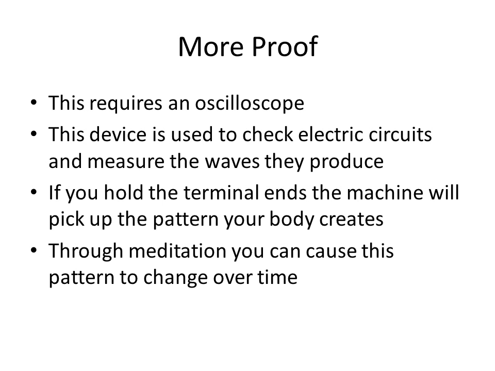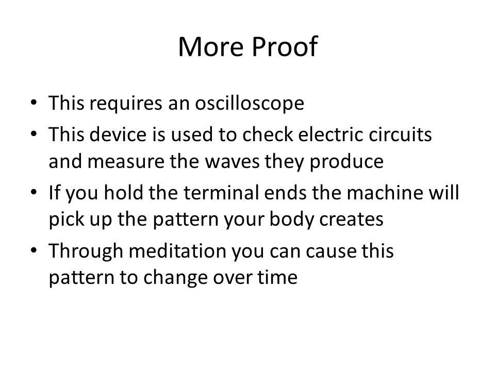You get more proof with an oscilloscope. This is a device that is used to check electronic circuits and measure the waves they produce. It can also tell if a circuit is working correctly or incorrectly. These devices can range anywhere from $100 to several thousand. It all depends on how sophisticated and how many different types of tests you wish to run. Now, just like a multimeter, you hold one terminal in each hand, and it will pick up the pattern your body creates. Through meditation, you can cause this pattern to change over time.